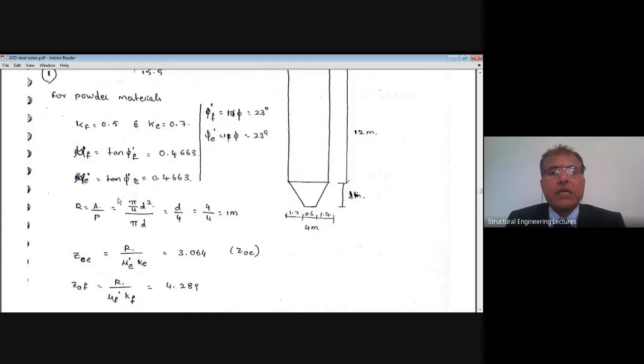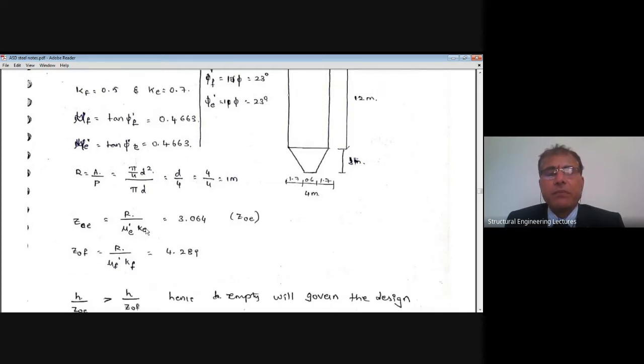Using this data, I'll calculate the hydraulic mean radius, which is defined as the ratio of the area to the perimeter. This being a circular geometry, I have area pi by 4 d squared divided by pi d. I'll get d by 4, where the diameter of this bin or silo itself is 4 meters.